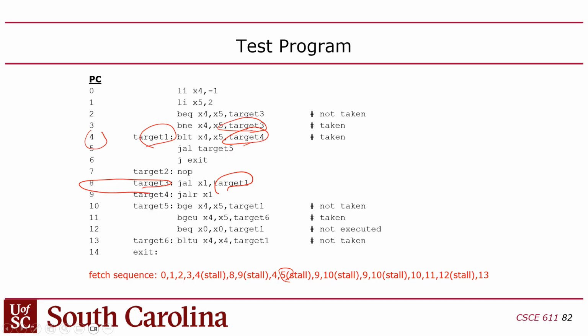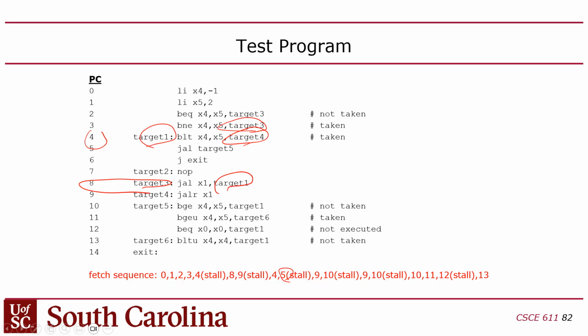Wait, hold on a minute. I screwed that up. So, sorry, 8 is the jump and link. 9 is the stall. Then we go to 4, which is target 1. That one's taken, so 5 is the stall, and then we get to target 4. That's the jump. Yes, sorry, that's where I screwed up. Target 4 is the jump and link register. So that's going to go to 1.